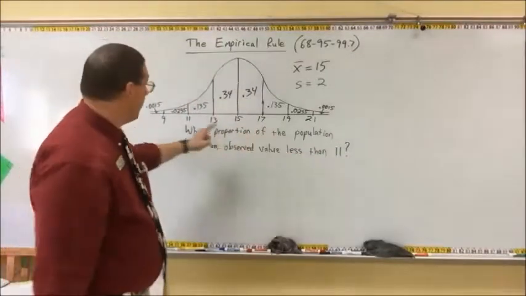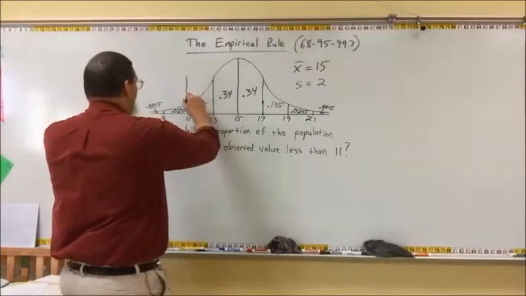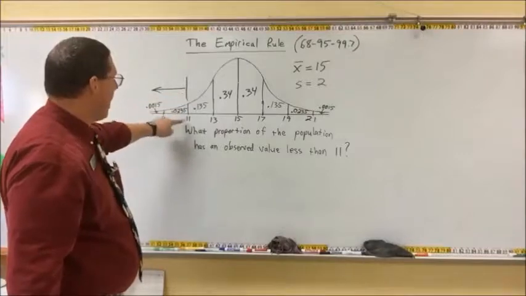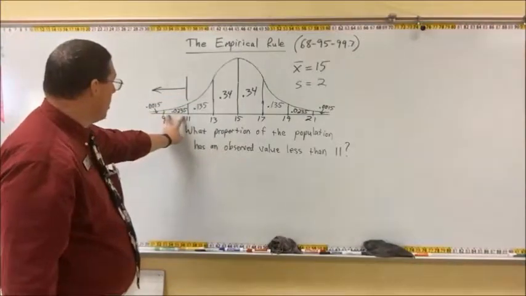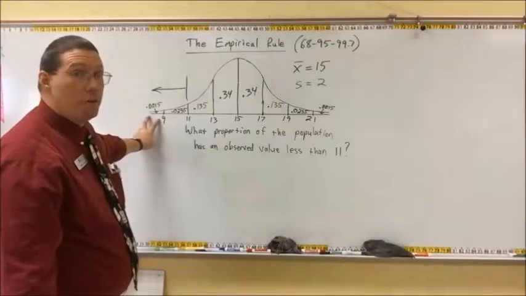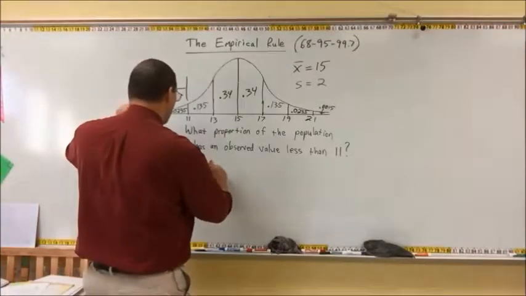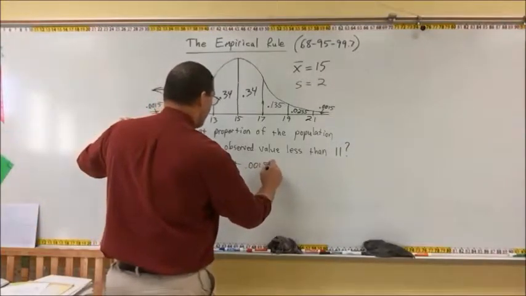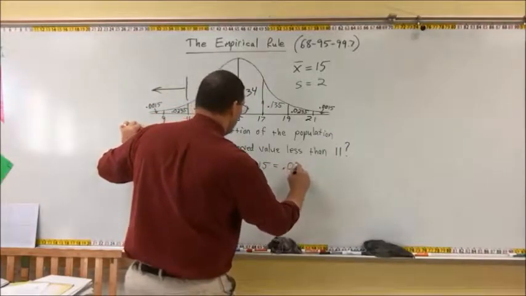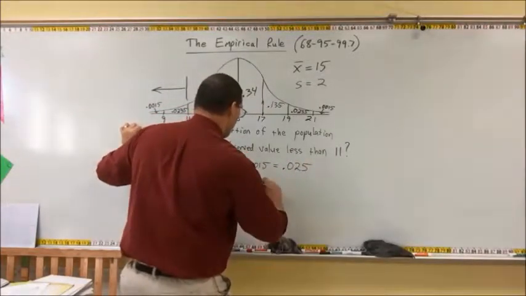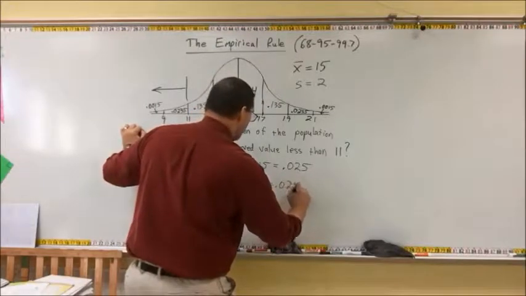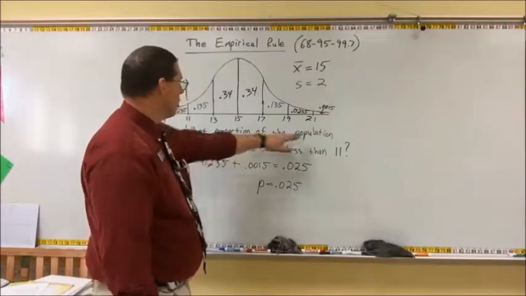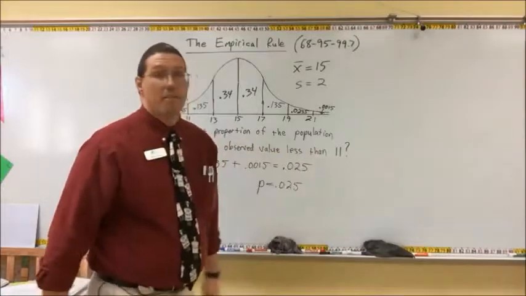So we're going to go to 11. Here's 11. And we're going to add up all of the proportions in the regions less than 11. Well, we've got this region plus the tail. So all we have to do is add those two up. 0.0235 plus 0.0015. And if you add those together, you get 0.025. And so the proportion is 0.025, or 2.5%. So P equals 0.025. That's the proportion of the population that has an observation that's less than 11.